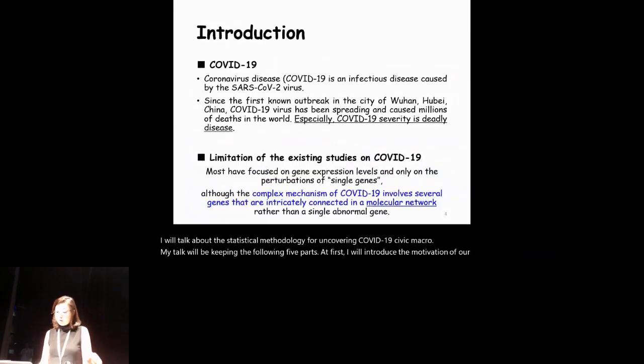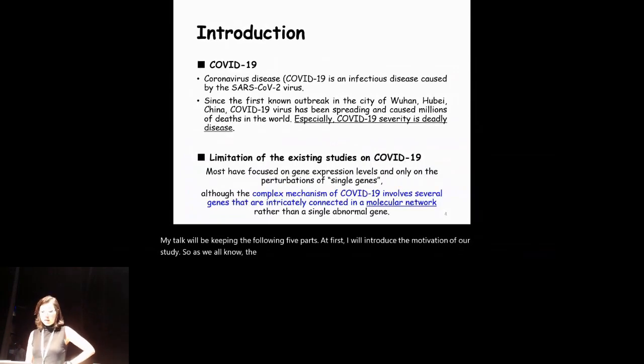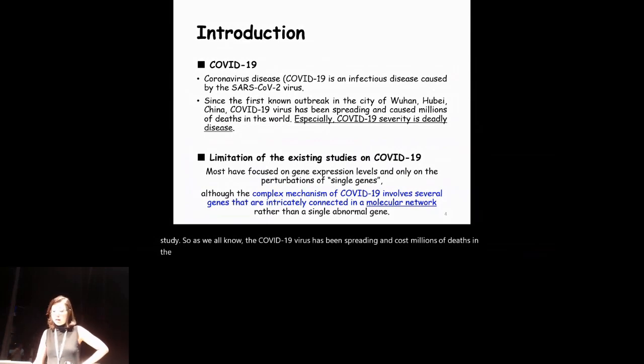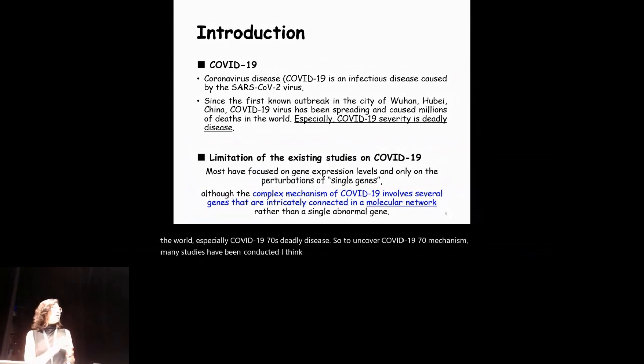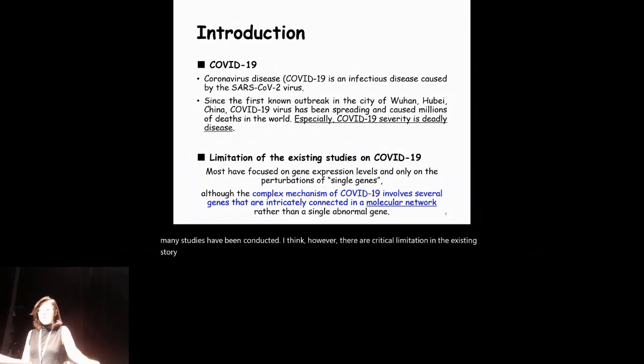So as we all know, the COVID-19 virus has been spreading and caused millions of deaths in the world. Especially COVID-19 severity is a deadly disease. So to uncover the COVID-19 severity mechanism, many studies have been conducted. I think, however, there are critical limitations in the existing studies. That is, most previous studies focused only on the perturbation of single genes.